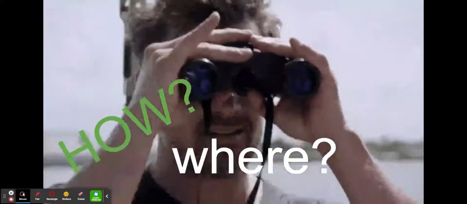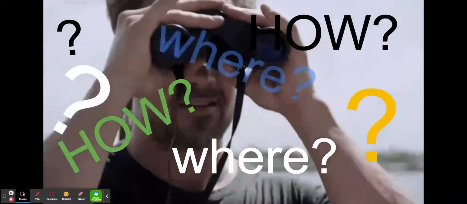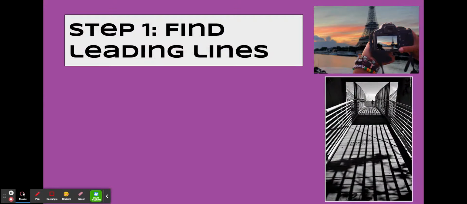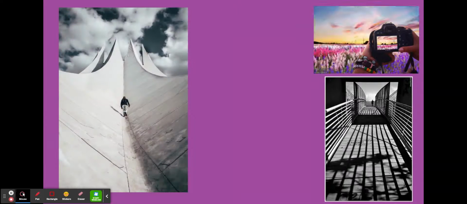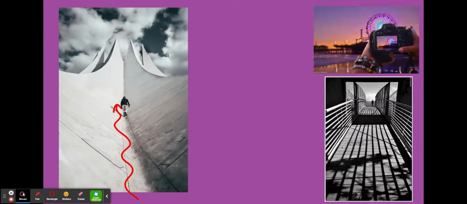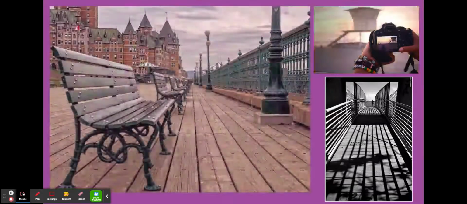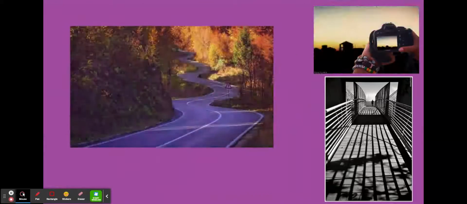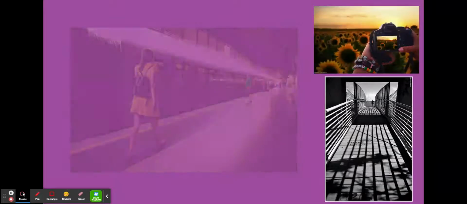Really, how can we use leading lines in our photos? Where are they? Well, the first step is we have to find leading lines. No matter where you live or where you're taking your photos, leading lines are actually all around you. The key really is to find them and incorporate them creatively into your own compositions. So really, where should you specifically be looking for leading lines?